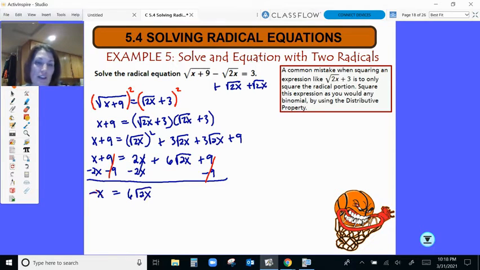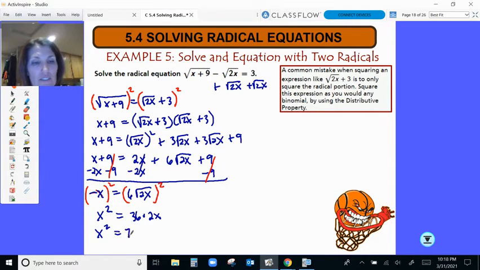Now right here, rather than divide by 6, I'm going to square both sides. You could divide by 6, and I guess it would be okay, but I'm just going to square right here. So negative x squared becomes positive x squared, equals 36, and then times 2x, since this square just eliminates the radical. So this becomes x squared equals 72x.